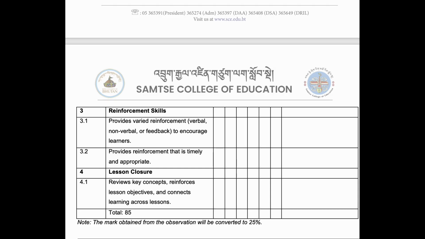In the lesson closure, as usual, a good lesson closure is more than saying, "That's all for today." The teacher should review the key points, revisit lesson objectives, and help learners recognize what they have learned. The student teacher should also connect today's learning with previous lessons or prepare learners for future learning so that knowledge develops as a continuous sequence rather than an isolated lesson.